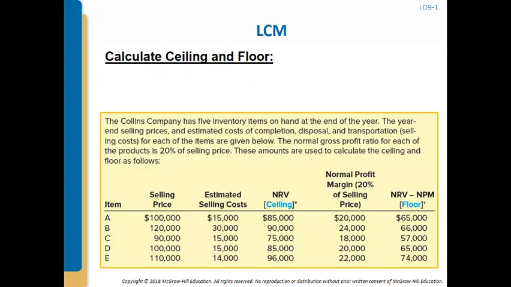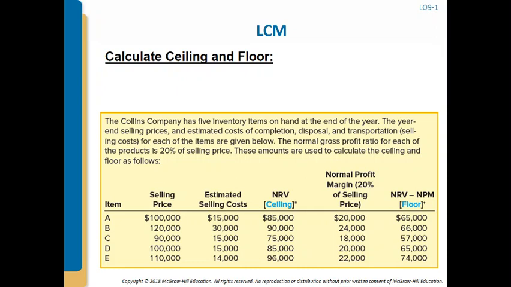And so let me show you how that works. First, you have to figure out your selling price, because from that you figure out your NRV. So here they have 5 items. They figure out the selling price less estimated selling costs. So selling price minus estimated selling costs is going to equal the third column, which is your NRV. That creates your ceiling.